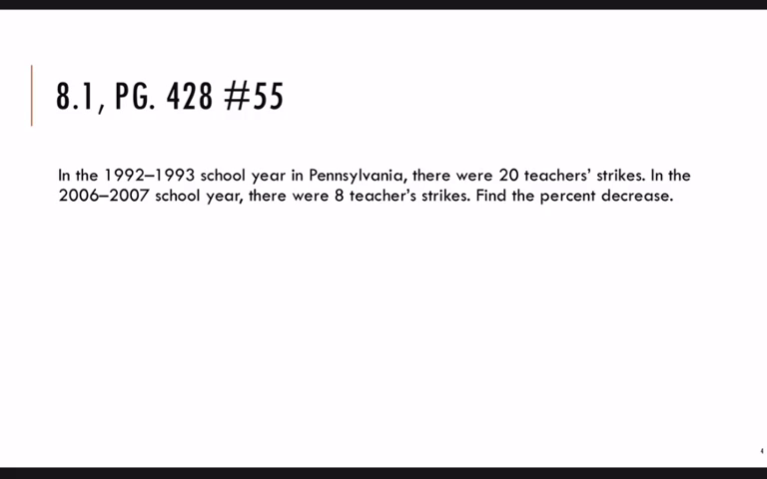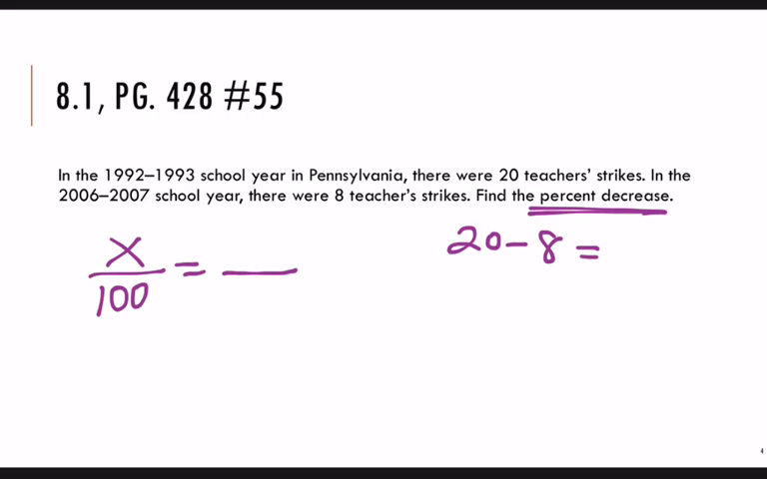Okay, and then a third problem from section 8.1, a percent decrease problem. Okay, so right away we need percent over 100. Percent is what we don't know. All right, in 1992 through 1993, there were 20 teacher strikes. In 2006 through 2007, there were 8 teacher strikes. Find the percent decrease. All right, so if we have the percent decrease, then we need to know the amount of the decrease. All right, so 20 minus 8, the number of strikes has dropped by 12.